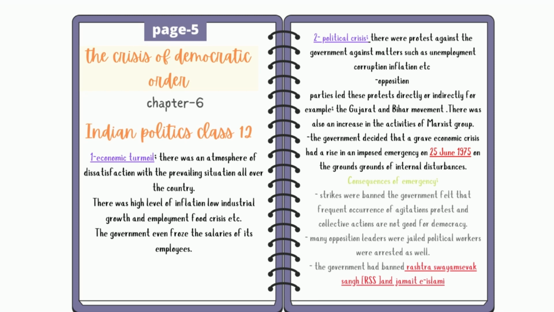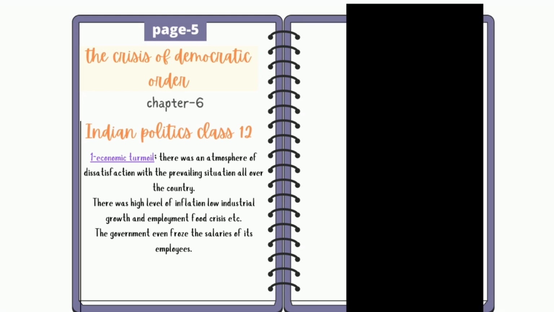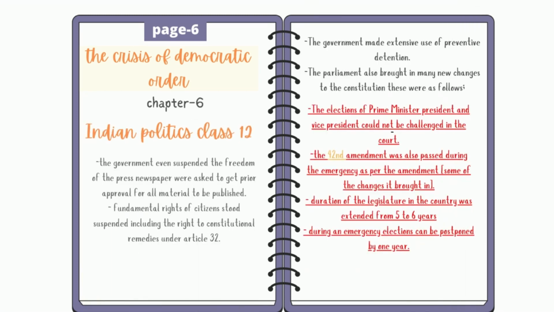Strikes were banned and the government felt that frequent occurrence of agitations, protests and collective actions are not good for democracy. Many opposition leaders were jailed. Political workers were arrested as well. The government had banned Rashtra Swayamsevak Sangh, that is RSS, and Jamaat-e-Islami. The government even suspended freedom of the press. Newspapers were asked to get prior approval for all material to be published. Fundamental rights of citizens stood suspended, including the right to constitutional remedies under Article 32. The government made extensive use of preventive detention.